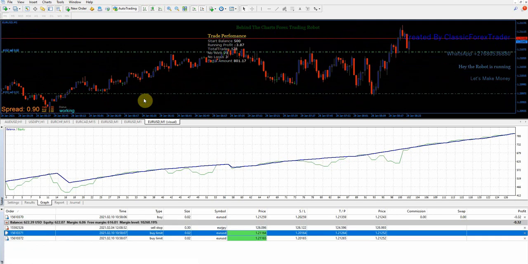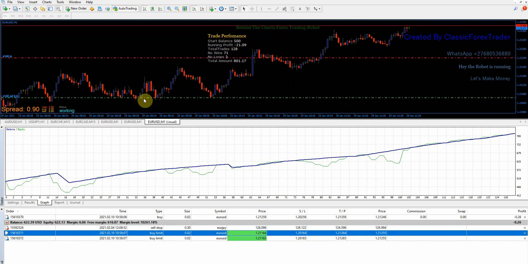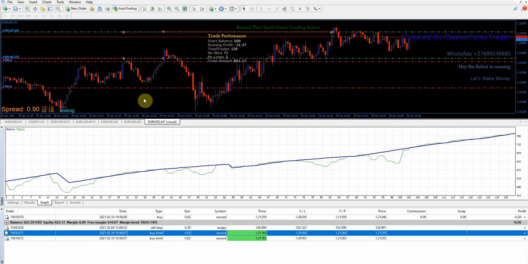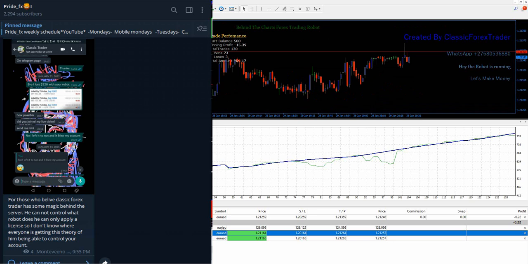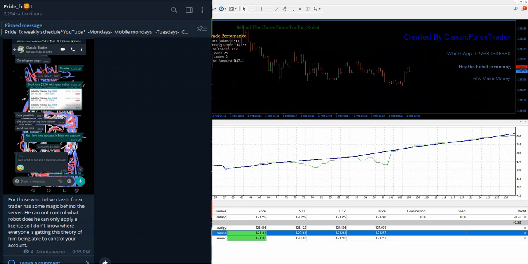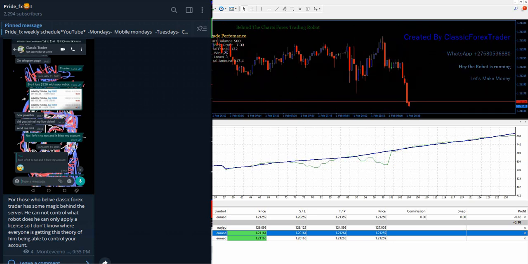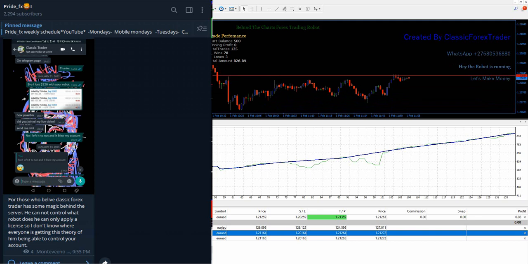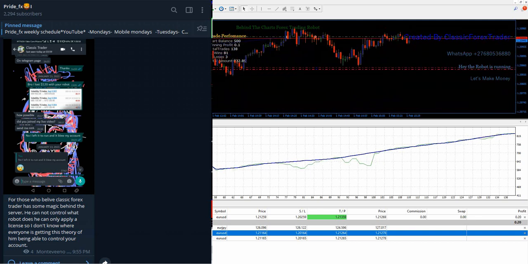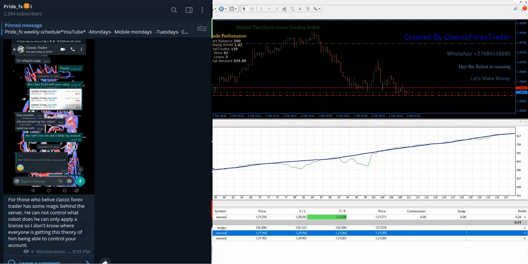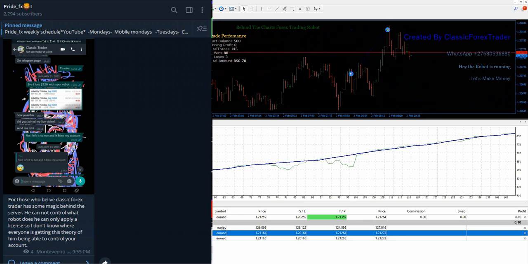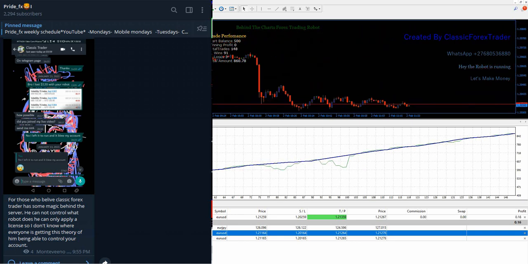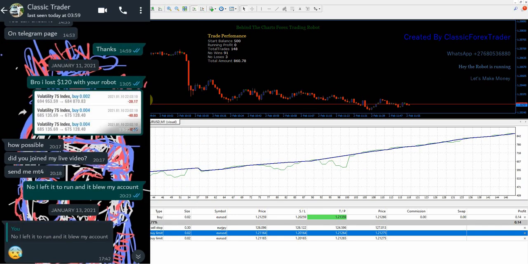Because some of you all think that there is some magic behind the classic Forex trader talking robot. Well, there is not. That's just a marketing stunt. One of my favorite trading channels on Telegram posted about classic Forex trader, and I quote, "For those who believe classic Forex trader has some magic behind the server, he cannot control what the robot does, he can only apply a license. So I don't know where everyone is getting this theory of him being able to control your account." This was after the robot had blown off one of his members' account to zero.